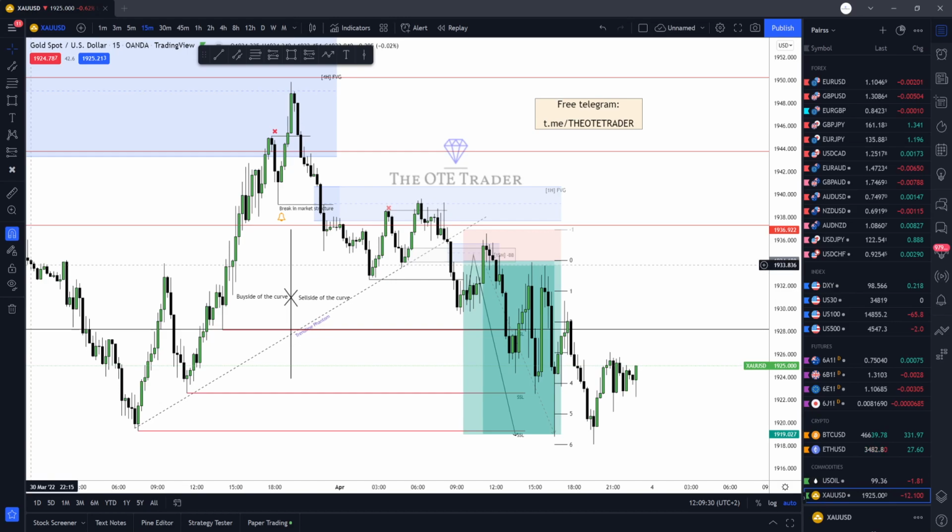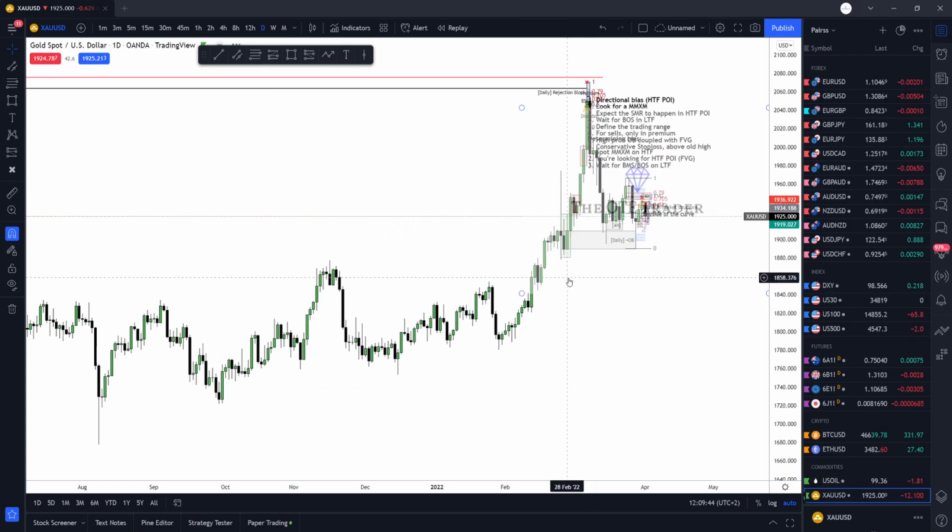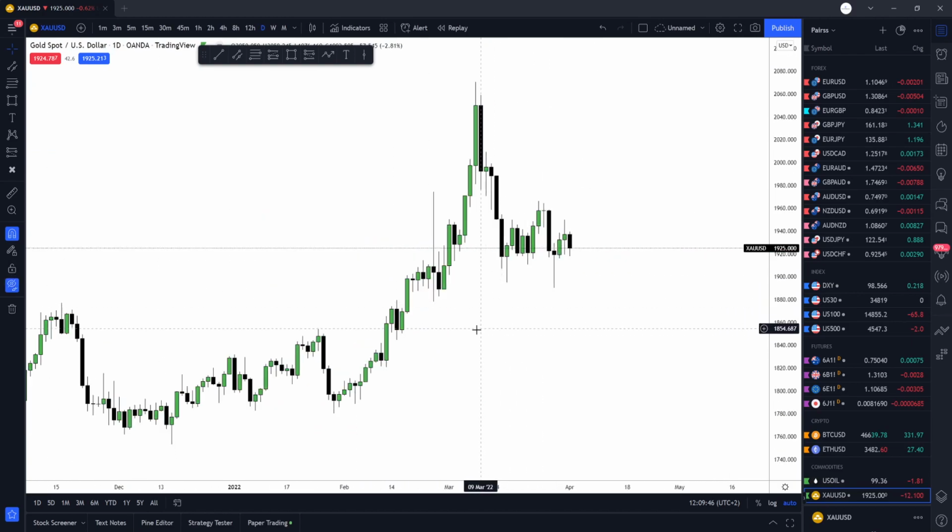So let's dive right into this trade. First thing I do is always look at the higher time frame order flow. So you're gonna go all the way from the monthly down to the 15-minute. But let's just take the daily for now.